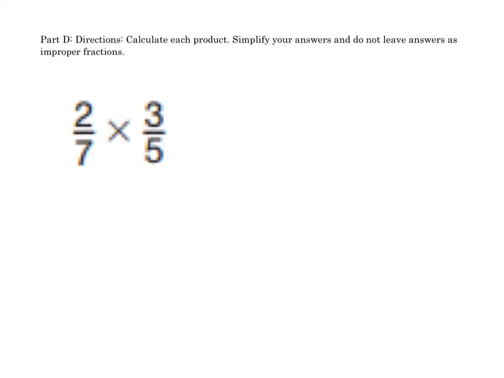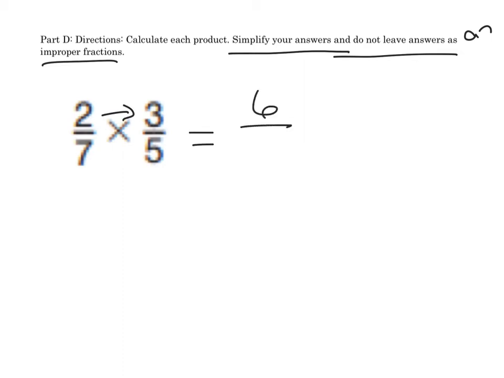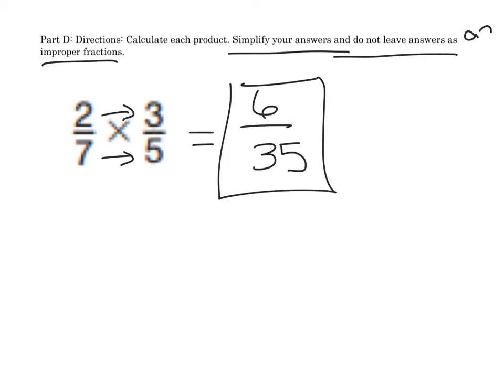Next, we are calculating each product, and I need you to simplify your answers and not leave them as improper fractions. This should say as an improper fraction. Nobody has corrected me this week. I'm surprised. Okay, so we multiply fractions by multiplying the numerator by the numerator, which gives me 6, and the denominator by the denominator, which gives me 35. So 6 and 35 do not have a common factor, so this is the simplest form it can be.